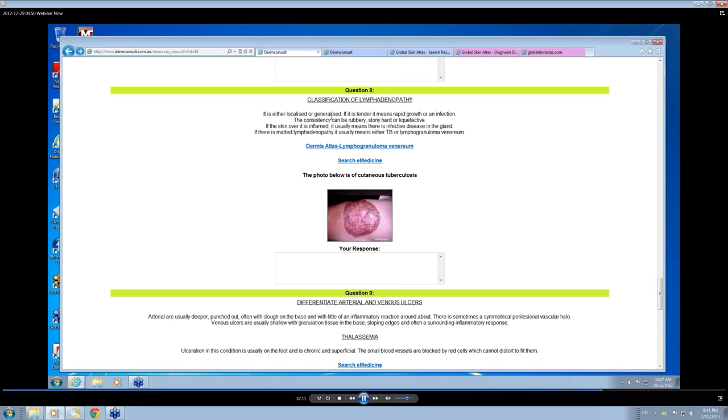If the skin over lymphadenopathy is inflamed, it usually means there's an infective disease in the gland. I agree with that. So it's either TB or one of the genital disorders, particularly lymphogranuloma venereum. If there's matted lymphadenopathy, usually it's either TB or lymphogranuloma venereum. Fair enough.